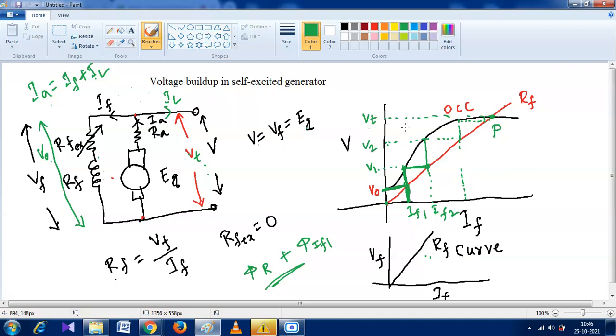ये समझ में आया? ये voltage कैसे build up हो रहा है? How is the voltage built up in the case of a self-excited DC generator? It is clear to you now or not? Yes, sir. Okay.